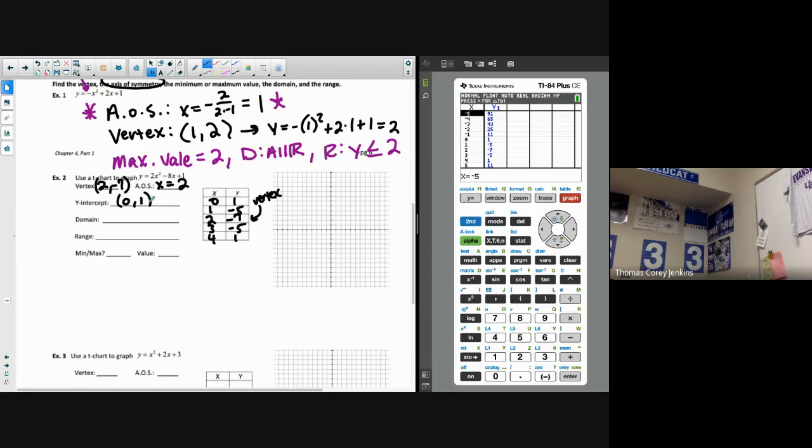The domain is always going to be all real numbers. Don't have to think about that part. And let me put this on the graph and we'll answer the next two. I like having a visual before I do range and minimum and maximum and stuff.